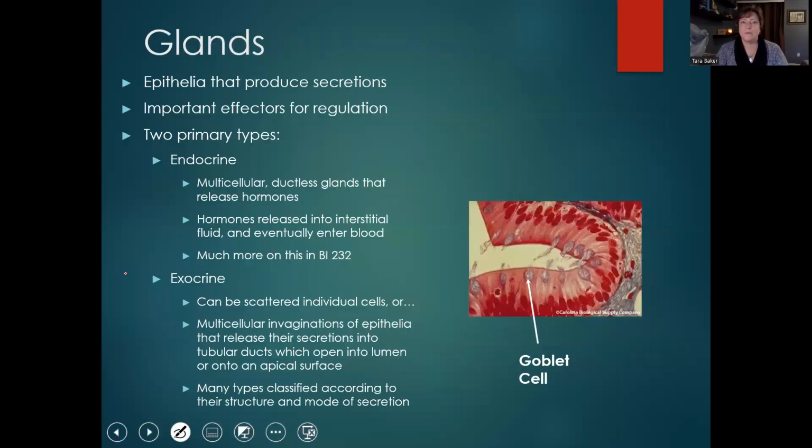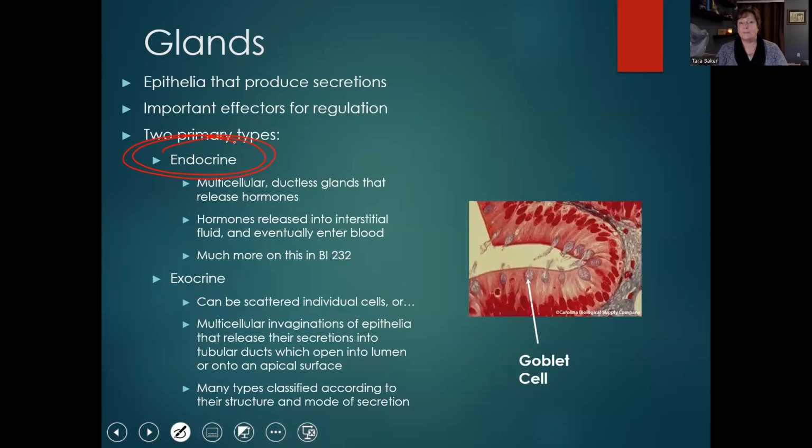Okay, the third characteristic we're going to talk about are glands. Now, the epithelial tissue is going to be producing and secreting lots of different things into the space around them. And so that means that we have two different types of glands. We have endocrine glands and exocrine glands. Endocrine glands are going to be multicellular and they're ductless. We'll talk about that in a second.